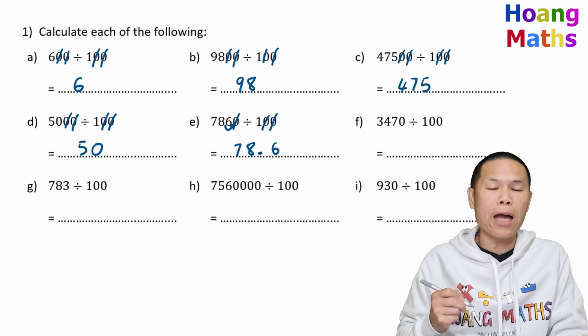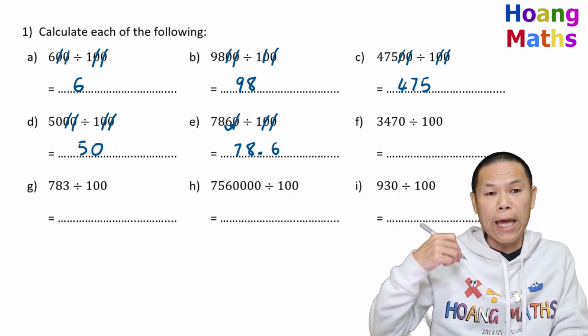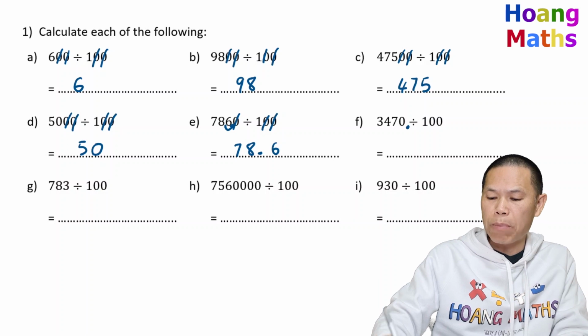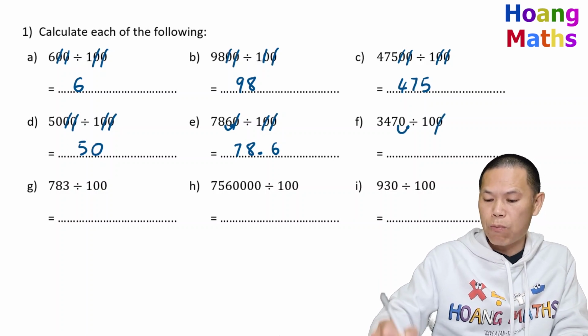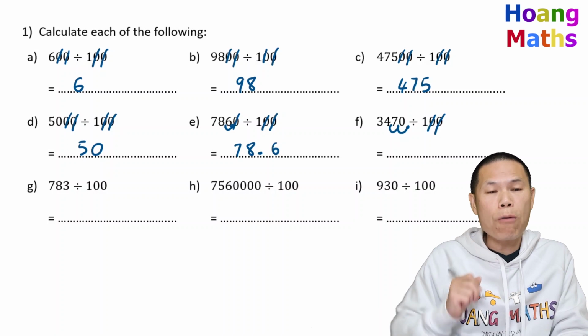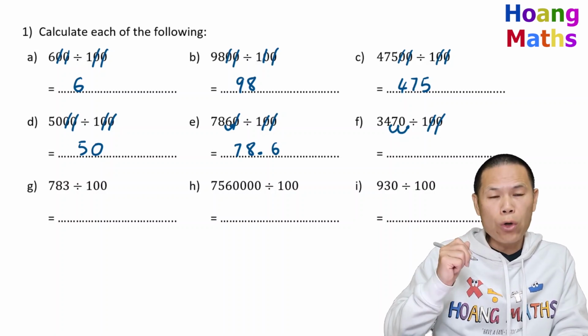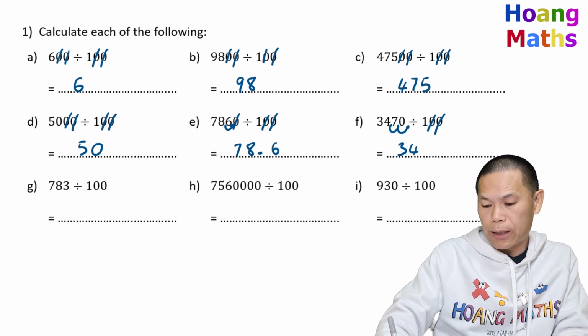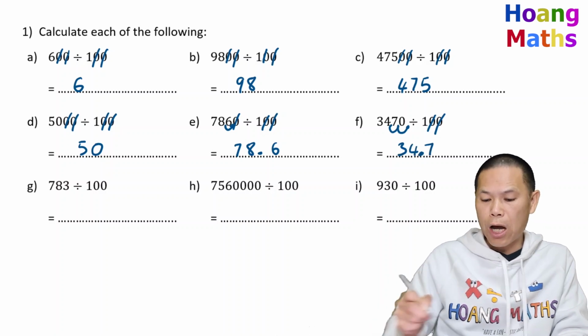Now, 3,470 divided by 100. So instead of I cancel 0 first, I just note that the decimal point is right at the back here. So I can just do this way. I cancel this 0. I move 1 to the left. I cancel this 0. I move 1 to the left further. So that becomes 34.70. Or you can just write 34.7. It's the same. So there you go.